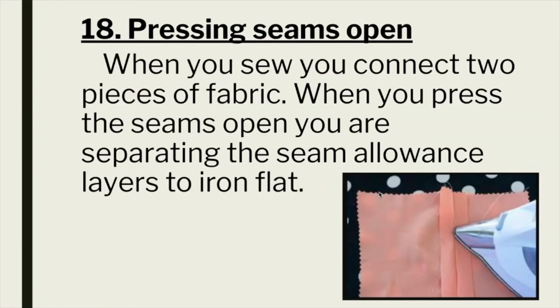Pressing seams open. When you sew, you connect two pieces of fabric. When you press the seams open, you're separating your seam allowance layers so you can iron them flat. If this was sewn at 5/8 of an inch, my row of stitching would be right here in the center, and I have now pushed open both edges of the seam allowance, that 5/8 inch amount of fabric, so I can press it open.